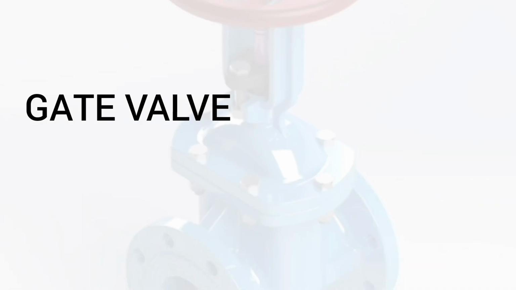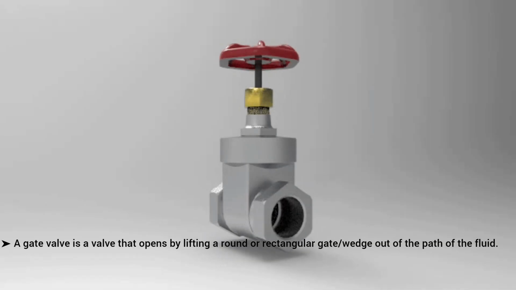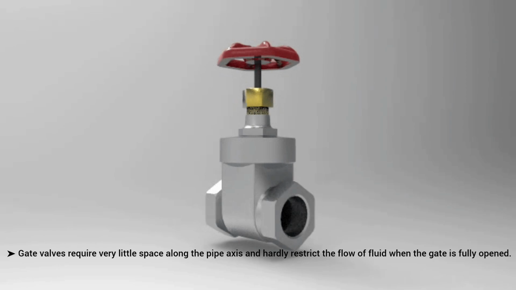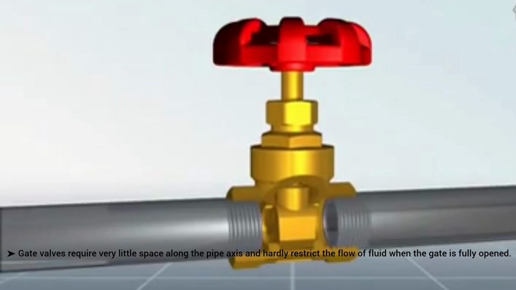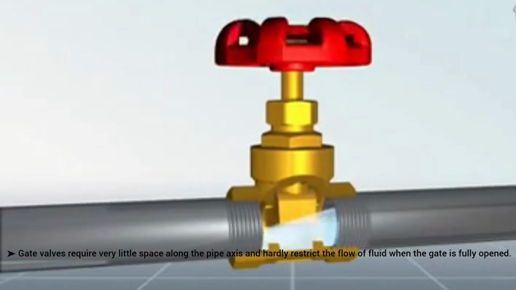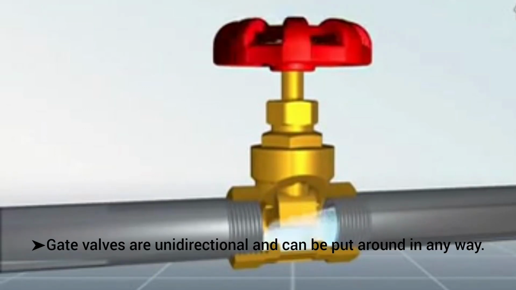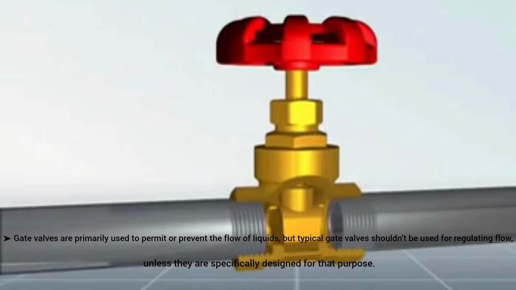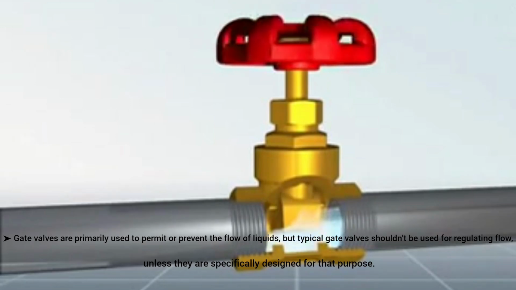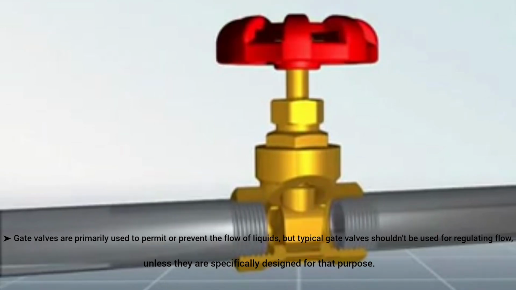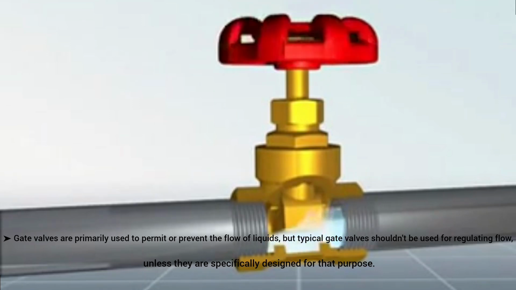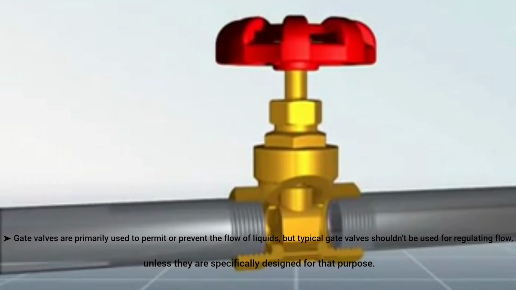First, gate valve. A gate valve is a valve that opens by lifting a round or rectangular gate-shaped wedge out of the path of the fluid. Gate valves require very little space along the pipe axis and hardly restrict the flow of fluid when the gate is fully opened. Gate valves are unidirectional and can be put around. Gate valves are primarily used to permit or prevent the flow of liquids, but typical gate valves shouldn't be used for regulating flow unless they are specifically designed for that purpose.